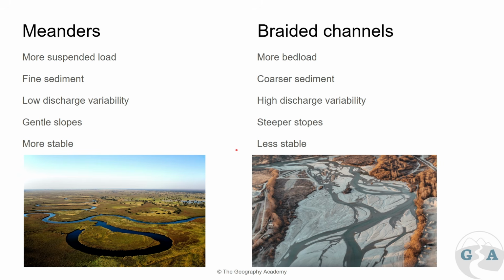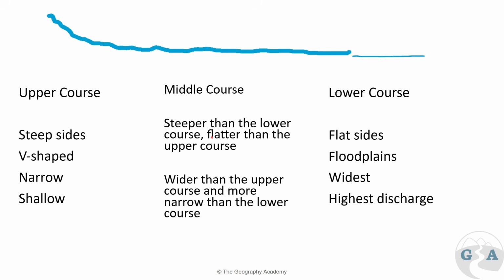Braided channels have steeper slopes and are less stable, as we can see, because these islands can change, so they're not that stable, and we know that they have steeper slopes, with mountainous areas around them. On the other side, meanders have gentler slopes and they're more stable. So the changes that happen with meanders are over a longer period.